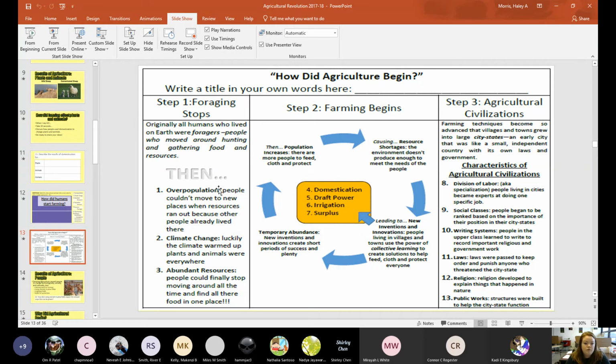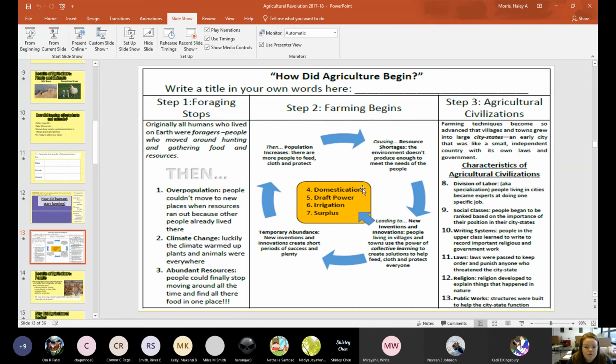What was 1 and 2? 1 was overpopulation. So they're the ones over here to the left in the forage and stopping column. Overpopulation and climate change. So do we see how it's kind of like a chart, listing out the steps in order? So far we're in step 1, and all these things happen in step 1. And then in step 2, that's where farming starts. And this is the cycle of how farming starts.